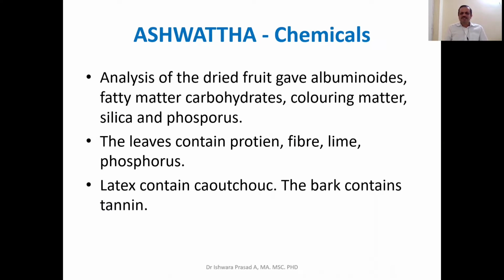Then about the chemicals present in this plant: analysis of the dried fruit gives albuminoids, fatty matter, carbohydrates, coloring matter, silica and phosphorus. The leaves contain protein, fiber, lime, phosphorus. Latex contains caoutchouc. The bark contains tannin. So these are the different chemicals observed in ashwatha.